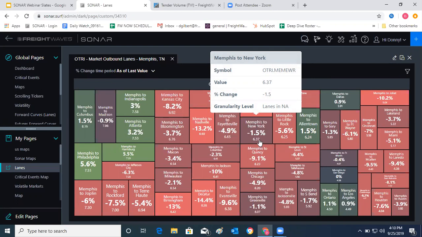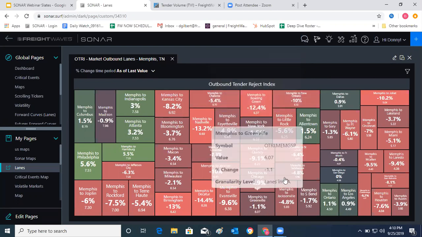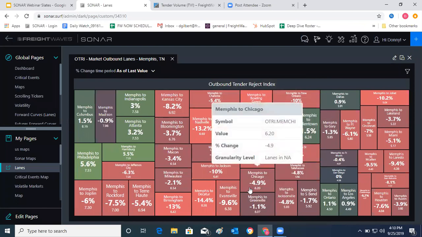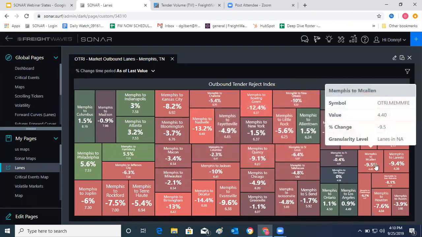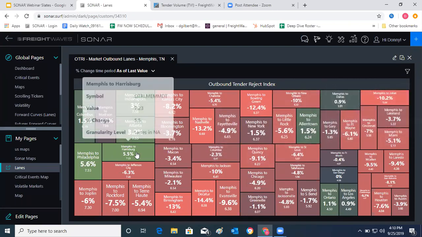Now, this may not be the exact lane that you're running, but if you're running Memphis to Joliet, Joliet's actually on here. When you see the Memphis to Chicago, find a market that's really close to your destination. And here you'll see it's a 6.20% tender rejection rate, and it's trending downward. 4.9%. It's gone down from the day before. And this can help you figure out what's going on with the Memphis market, whether it's going to Chicago, Fort Worth, Texas, McAllen, Texas, Laredo, Harrisburg, PA.